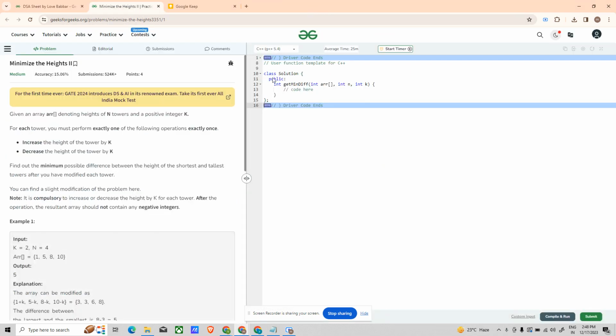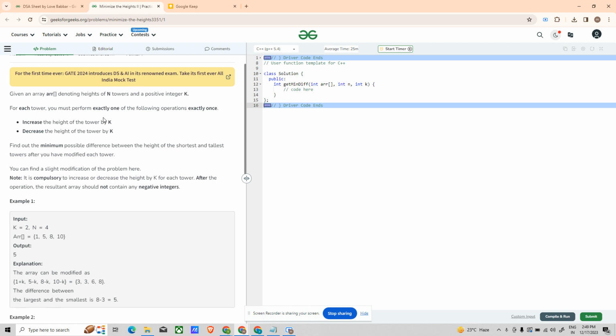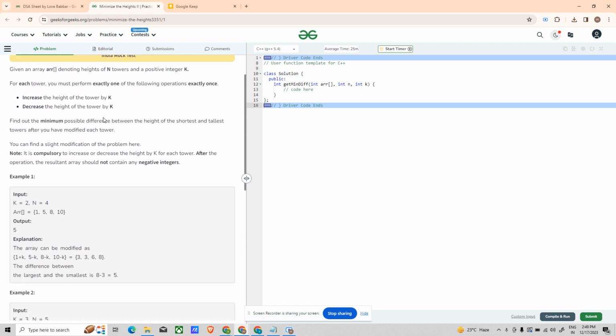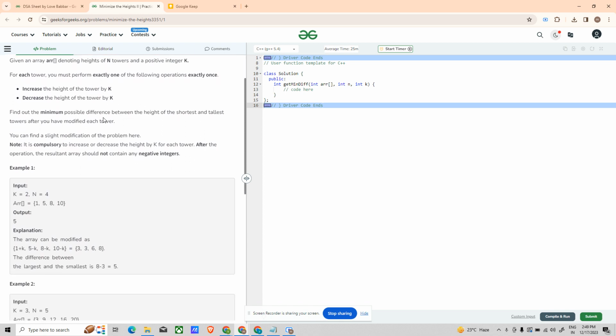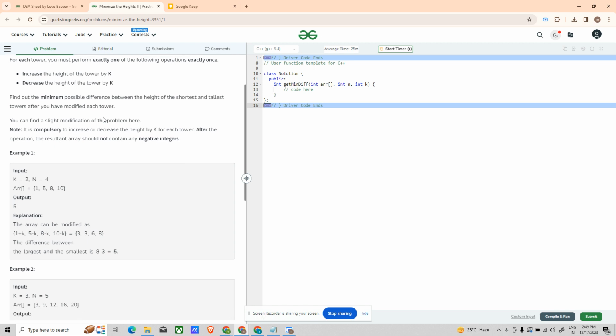The problem says: given an array ARR denoting the heights of n towers and a positive integer k, for each tower you must perform exactly one of the following operations exactly once. Increase the height of the tower by k, or decrease the height of the tower by k. Find out the minimum possible difference between the height of the shortest and tallest towers after you have modified each tower.